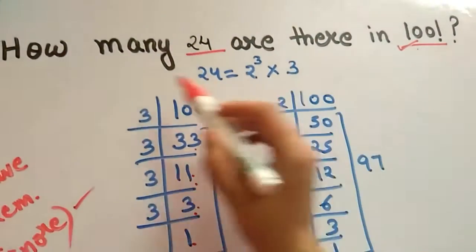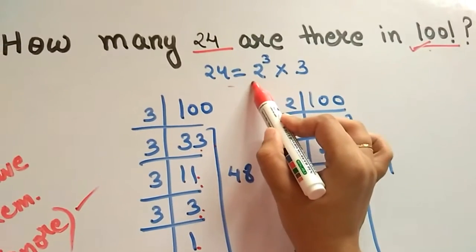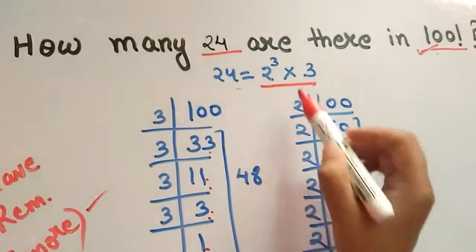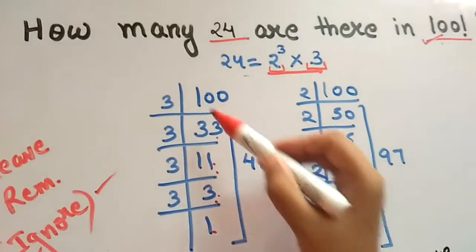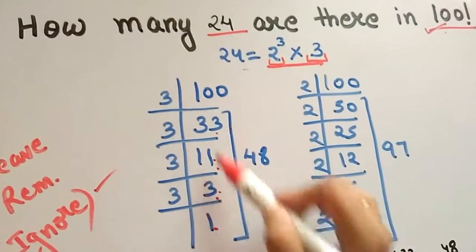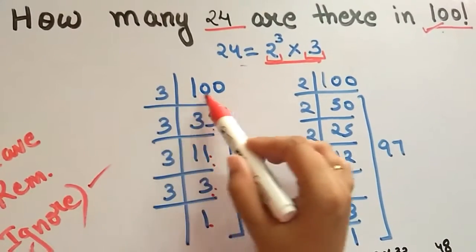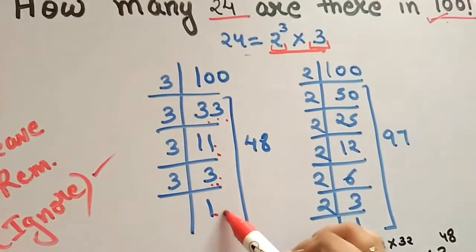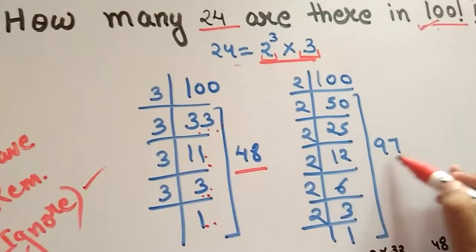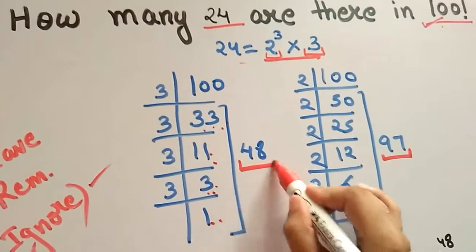How will you do it? 24 is what? 2 raised to the power 3 into 3. So you have to calculate how many 2s are there in 100 factorial and how many 3s are there. Just calculate it with the same method which we have done previously. It comes out 48 for 3, and similarly for 2 it will come out 97.